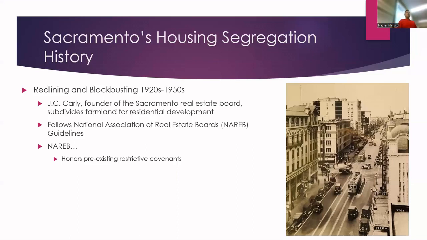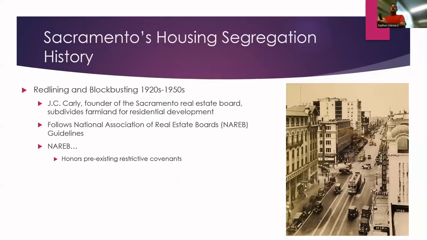You cannot sell your house to anybody else but another white person under these covenants and restrictions, which of course assures that whatever properties J.C. Carley is creating here in Sacramento are going to follow some racist principles and logics. One, because J.C. Carley knows that they can now guarantee FHA home loans.